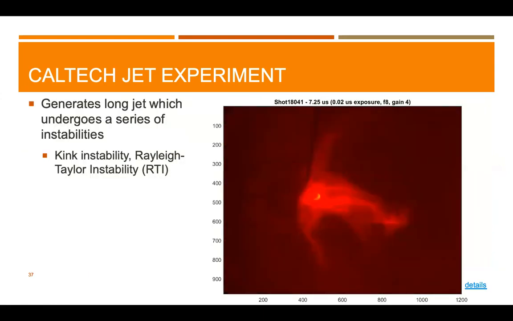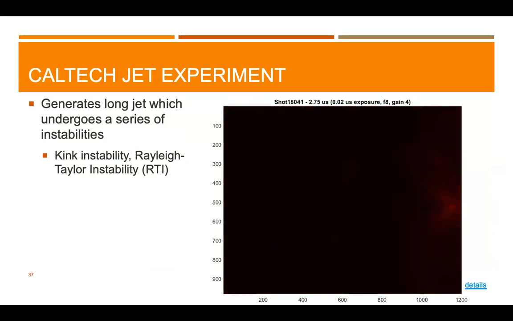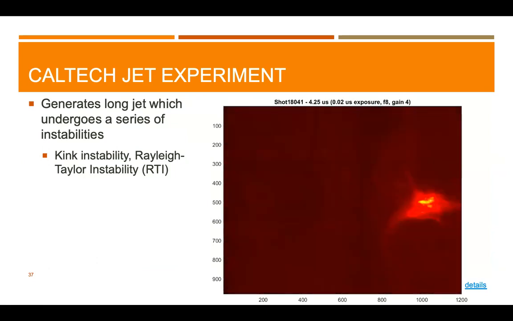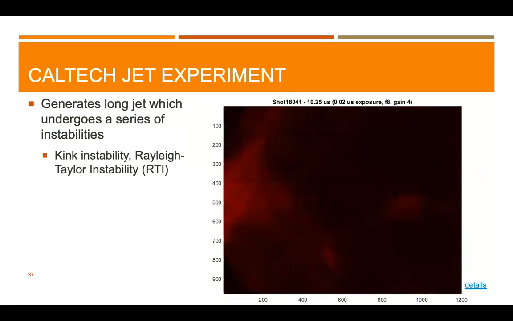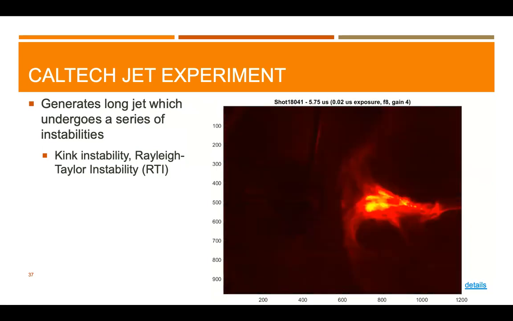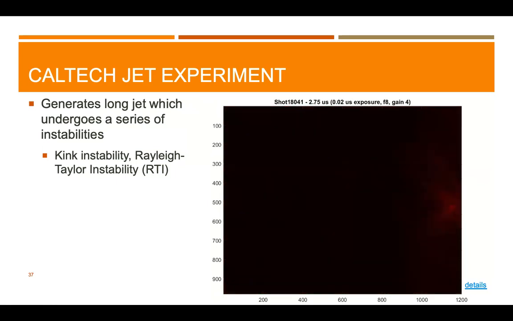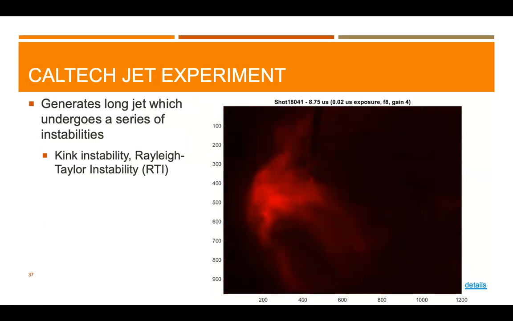Here's a GIF of the jet that we produce. Forgive the quality. Another thing you find with these cameras that are operating at these speeds is that they don't have extremely high resolution. You can also see that this whole thing is about 12 microseconds long. Each exposure is 20 nanoseconds.